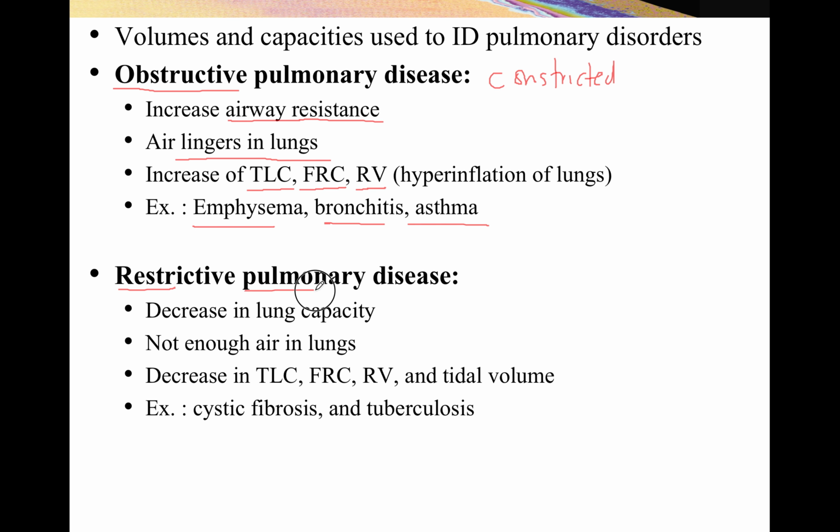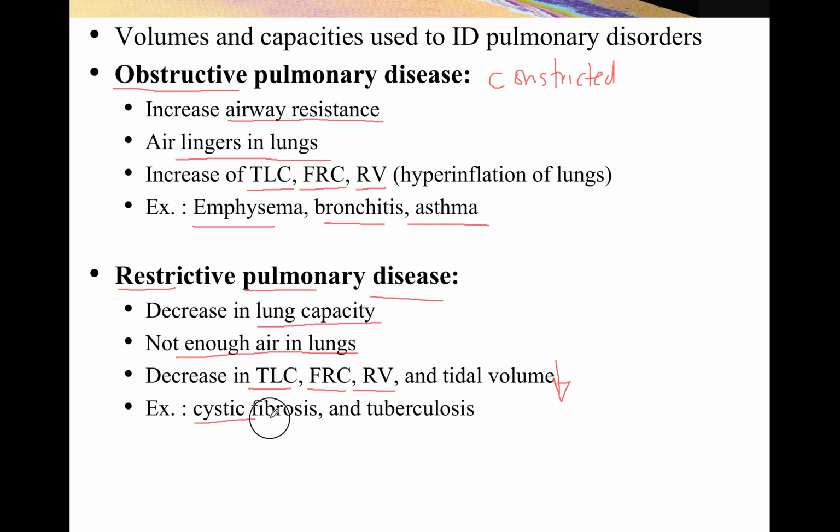Restrictive pulmonary disease is the opposite of obstructive. This decreases the lung capacity because there is either mucus or fluid built up inside your lungs to prevent enough air from staying inside the lung. That causes all of the volumes and capacities to decrease.